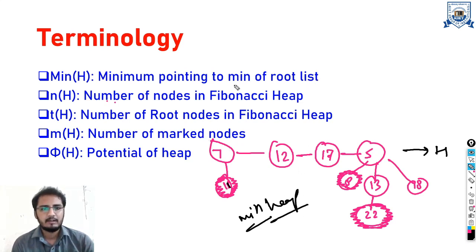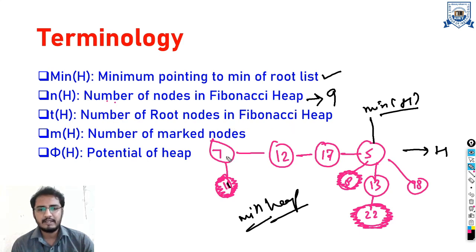Now let's see what min H is. It is the minimum pointer, pointing to the minimum of the root list. So this is your min H, the smallest value in the root list. Then n H is the number of nodes in the Fibonacci heap. In this Fibonacci heap we have 1, 2, 3, 4, 5, 6, 7, 8, 9, so we have a total of 9 nodes. Then t H is the number of root nodes in a Fibonacci heap. Here we have 1, 2, 3 and 4, so we have 4 root nodes.